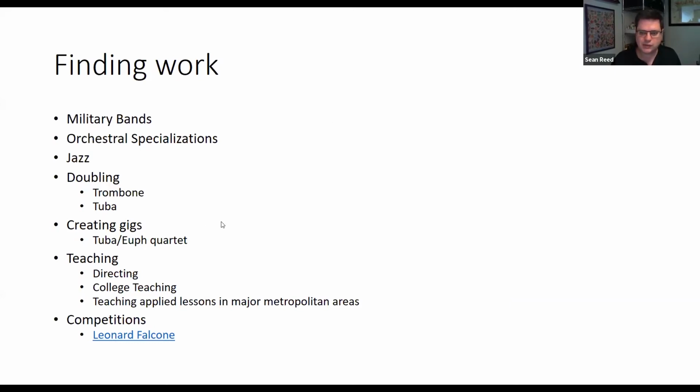Creating gigs, this is something that musicians do today anyway. You have to. It's never been more important than it is right now for all of us to be looking towards the future and making sure that we are enterprising and we know how to create work for ourselves. Tuba players, euphonium players, classical saxophone players are good at this because you have to be. And starting a chamber ensemble is good. There's a whole lot of tuba euphonium quartet repertoire. So when you're looking at solo and ensemble, I would encourage you to encourage your students to start a group like that if you can.